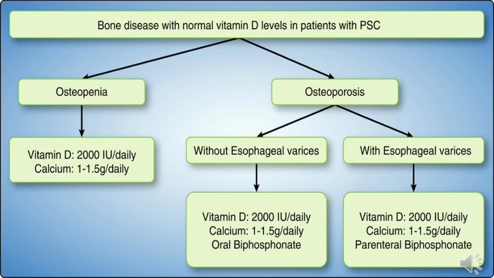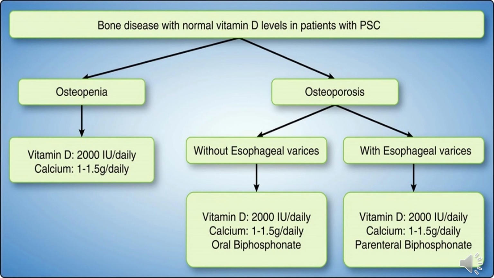For bone disease with normal vitamin D levels in patients with PSC, what do you do? If you find osteopenia, you do vitamin D replacement 2000 international units daily. And for calcium, you do 1 to 1.5 gram daily.